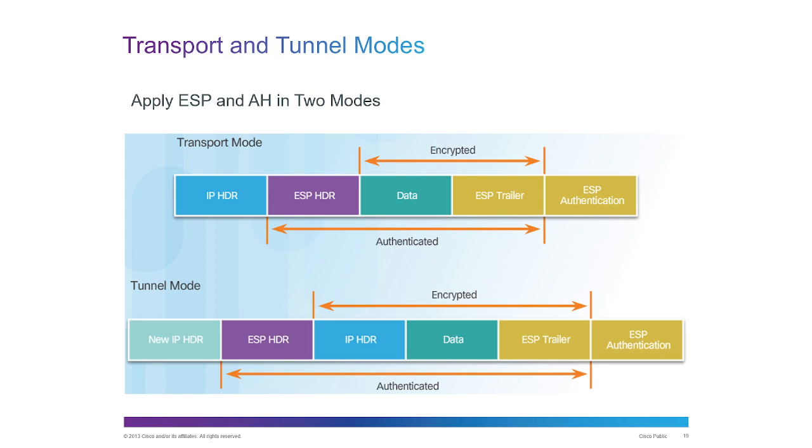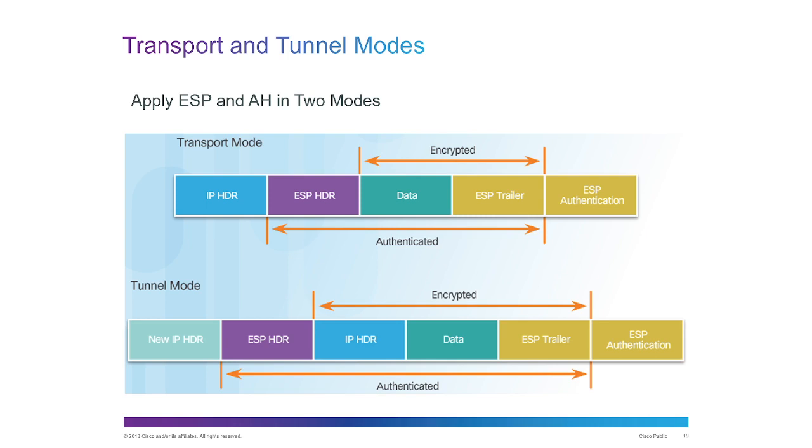With ESP, we have two different options for how we can implement it. One is known as transport mode, and the other is known as tunnel mode. In transport mode, we only encrypt the data. We take the data part of the packet, add the ESP trailer and encrypt that, then do the authentication with the ESP header, and we use the same IP header to send the communication. The IP header doesn't change.